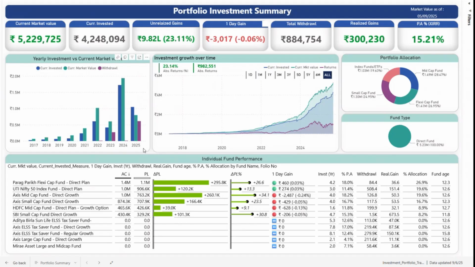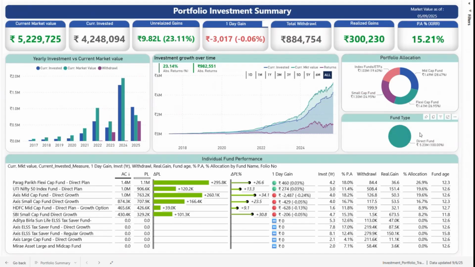You can see which year you made a higher investment and which year you did not. And then you have the portfolio allocation, like mid cap, small cap, flexi cap, fund wise. What is your portfolio allocation? Basically, my portfolio is flexi cap, and the index fund is my UTI Nifty 50 index fund. So together, almost 26 plus 46, 47 percent I am invested in large cap, 28 percent in mid cap, and 24 percent in small cap.